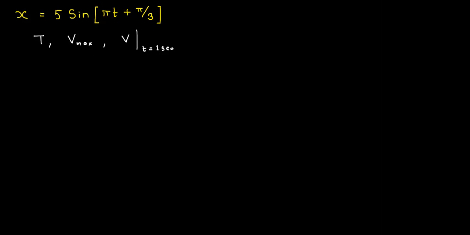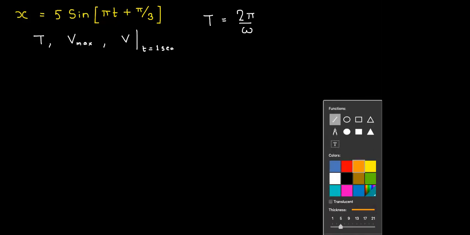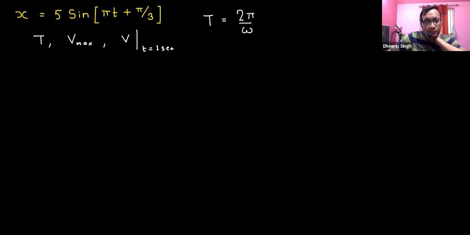Okay, Webber got something. Time period, all of you got it? T is equal to what? What is the formula for time period? 2 pi by omega. How much is omega for this SHM? Omega is pi. You can correlate this equation with A sine of omega t plus phi. When you correlate, you'll get omega as pi. So time period is 2 pi by pi, 2 seconds.